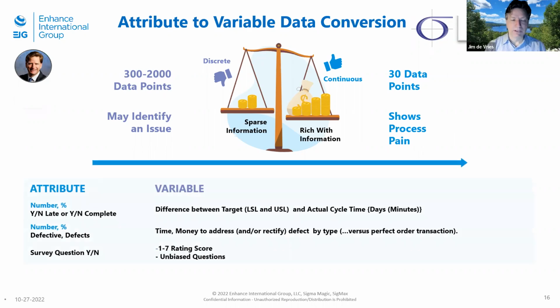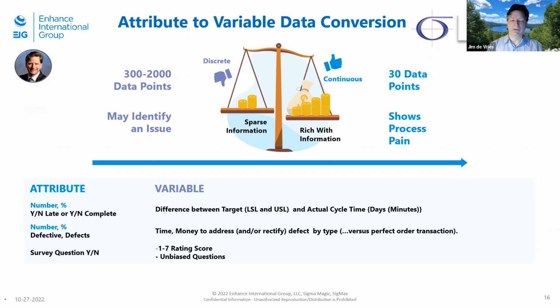So some examples: if you were looking at attribute data of yes or no data, maybe you might want to consider what is the difference between your target, your spec limits, and how you actually performed. And that could be in days or it could be in monetary. But the whole idea is, what's the difference between what you expect and what you received? How far away are you from that goal, that target? That's what's going to provide you a lot more information than just yes or no information.